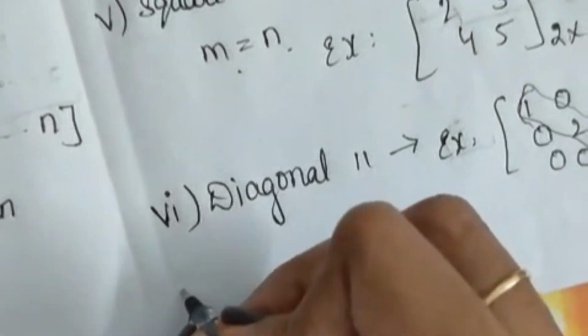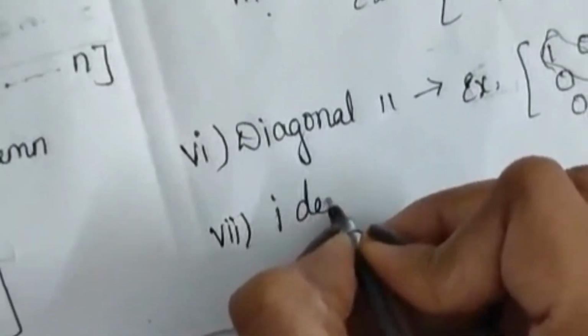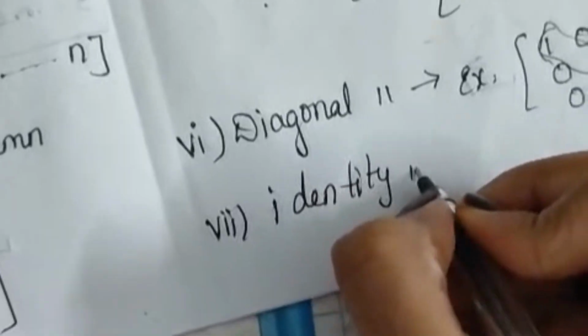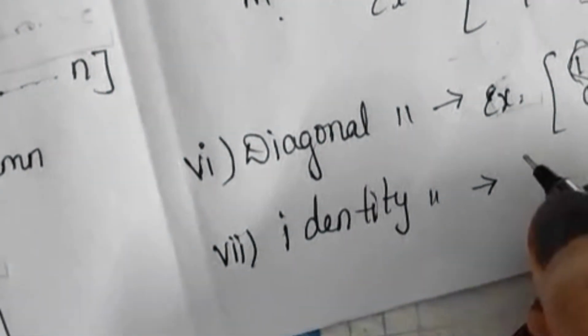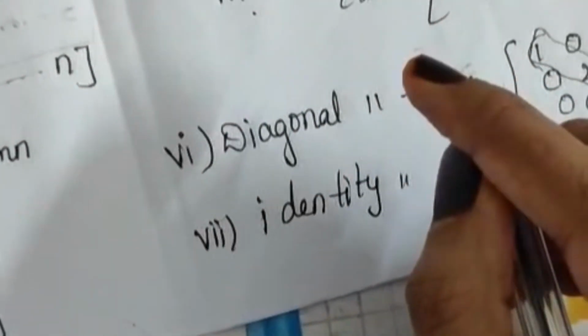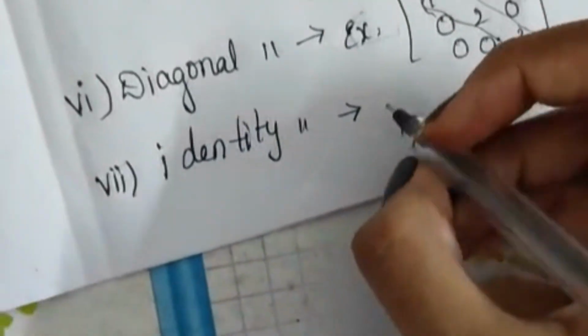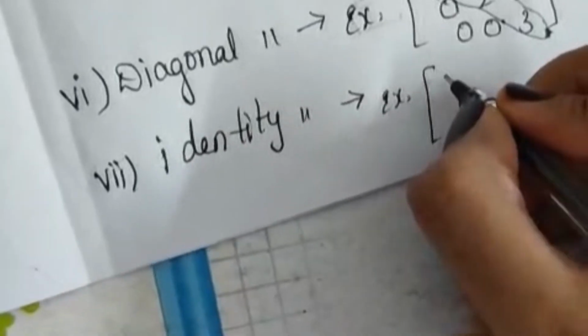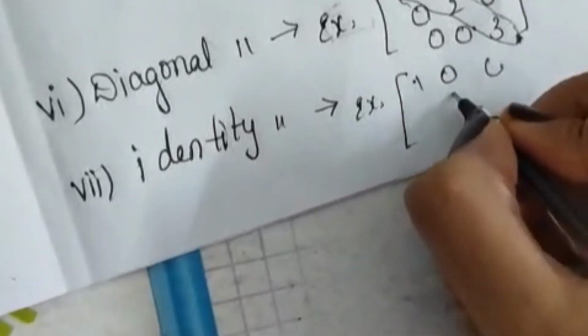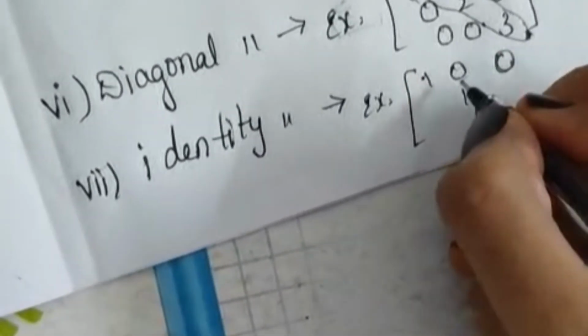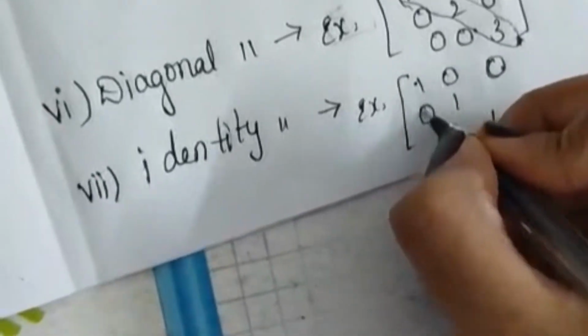Next matrix is the identity matrix. An identity matrix is a square matrix in which off diagonal elements are zeros and the diagonal elements are ones, which means off diagonal means apart from the diagonal elements, 0, 0. These are the diagonal elements. Off diagonal means except these diagonal elements all should be zeros. Then it is known as an identity matrix.